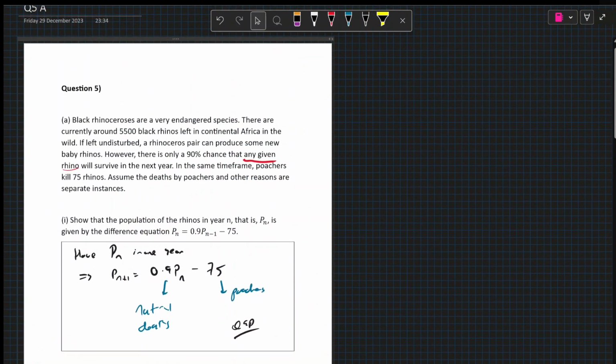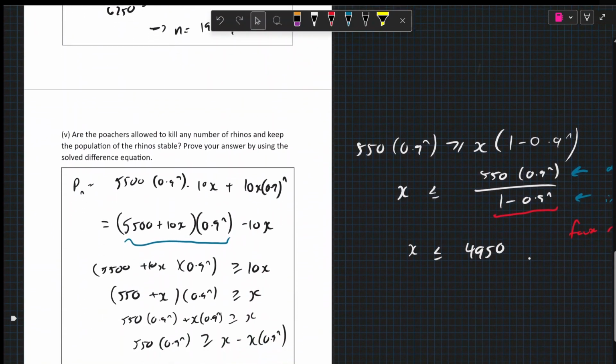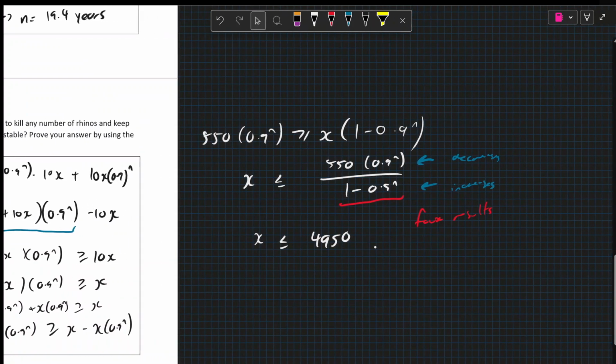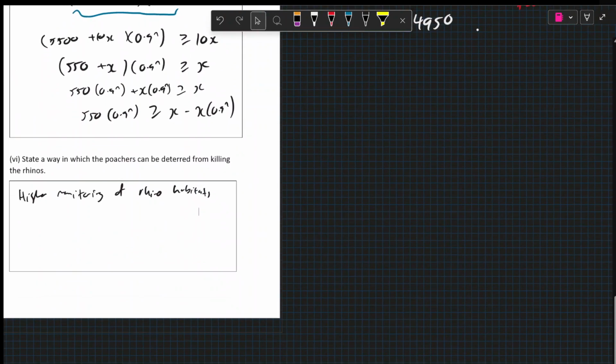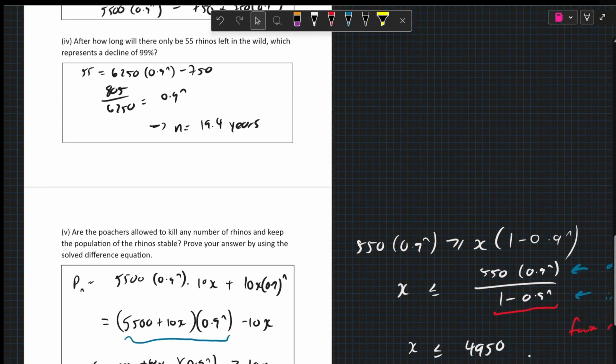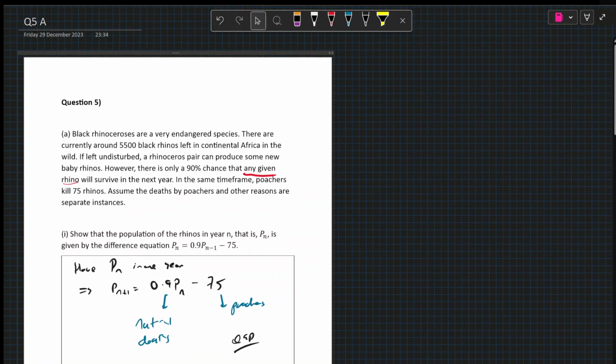But logically speaking, because it's decreasing every year, it's just a brief answer about the solved difference equation. Well, that's going to give faux results. And because the 0.9 will always keep the population decreasing, there's no amount that poachers can kill in order to keep a decreasing population stable by removing more, if that makes any sense. So hopefully that was a good enough answer. And that's question 5 of mock exam A finished.